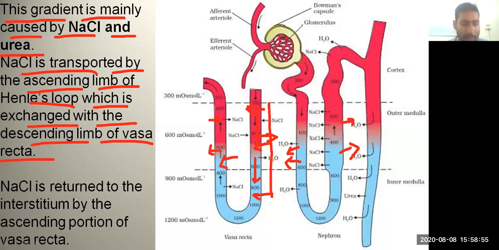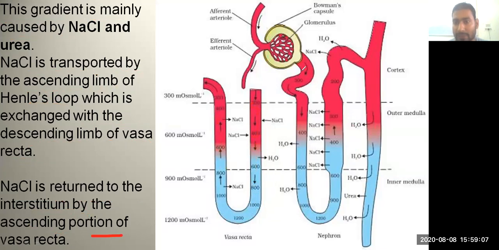Okay. Now NaCl is returned to the interstitium by the ascending portion of the Vasa recta. You can see in this figure, this is clearly explaining. If you are understanding, that means very good. You can see here, this NaCl comes inside the interstitial fluid. This interstitial fluid, the NaCl further, where does it enter? It will enter into the descending. You can see this is the ascending portion. The NaCl is returned to the interstitium by the ascending portion of the Vasa recta, meaning it further enters into the ascending portion of the Vasa recta.